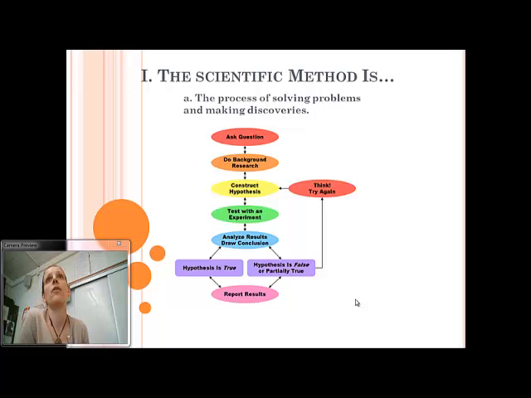Ask questions about either observations of the world around the scientist, or ask questions about something that maybe the scientist was reading. The scientist needs to then conduct some background research, construct a hypothesis, test with an experiment, analyze the results that are collected from the data that the scientist receives from the experiment. If the hypothesis is true, the scientist reports the results. If it proves to be false or only partially true, then the scientist goes back to the drawing board, constructs a new hypothesis, designs a new experiment, and starts all over again. So let's take a look at each step.